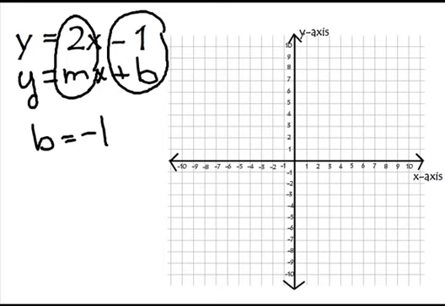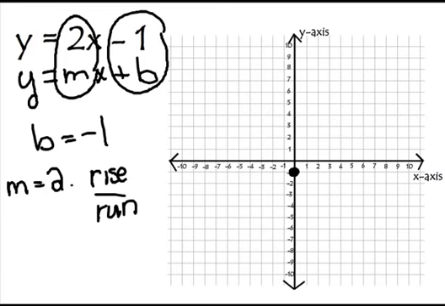So I go over here to my y-axis and I put a dot at -1. My next step is the slope, and I know the slope is 2 because I get it from right here. Remember, the slope is rise over run, so I need to write this as a fraction. Anytime we have a whole number, we simply put a 1 underneath it, 2 over 1.